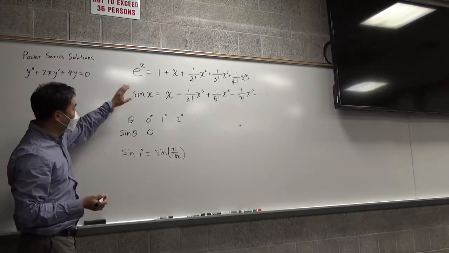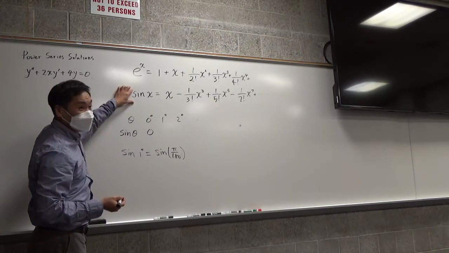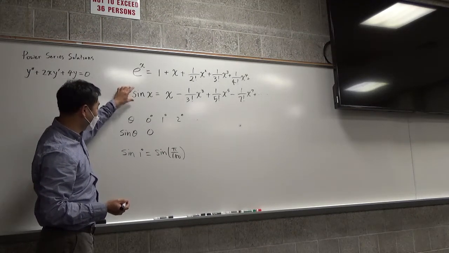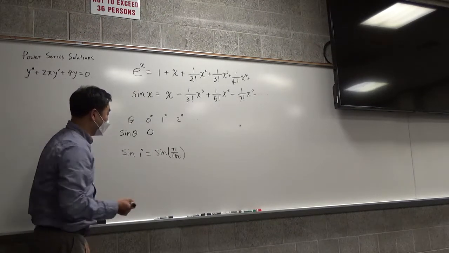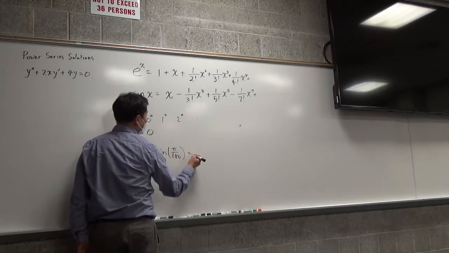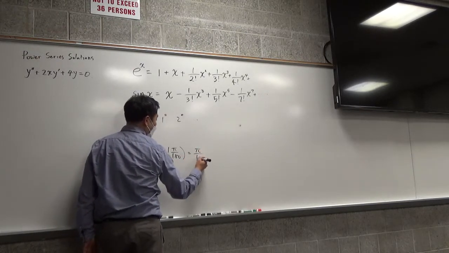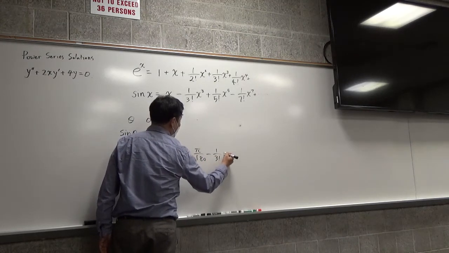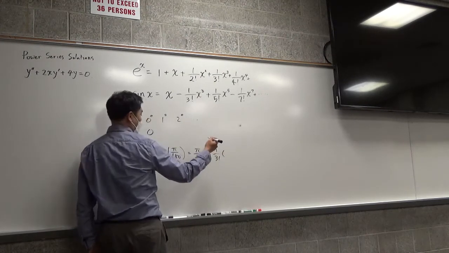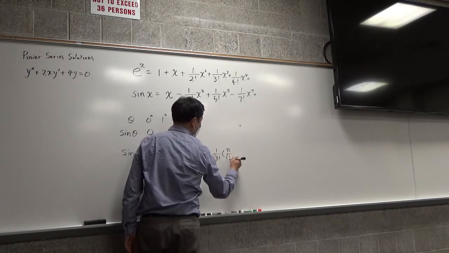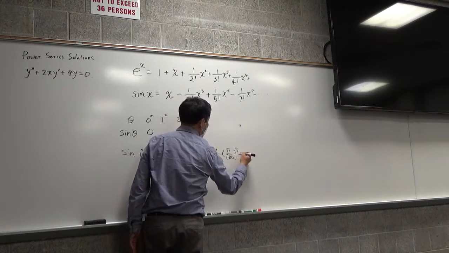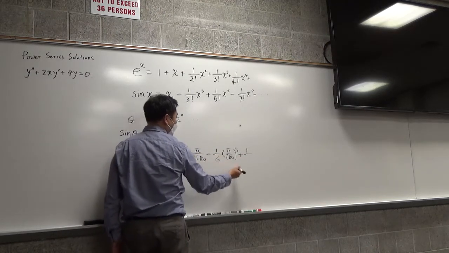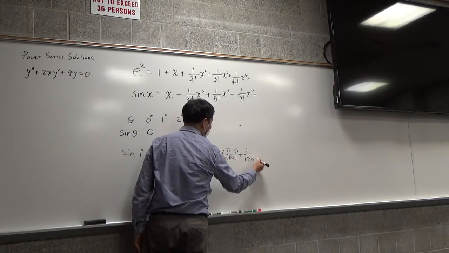And by the way, this is only true for radians. For degrees, it doesn't work, okay? So this is only true for radians, so we do this. If you actually put that in there, you get pi over 180 minus pi over 180 cubed over 3 factorial plus 1 over 5 factorial. Well, 3 factorial is 6, and 5 factorial is 120.